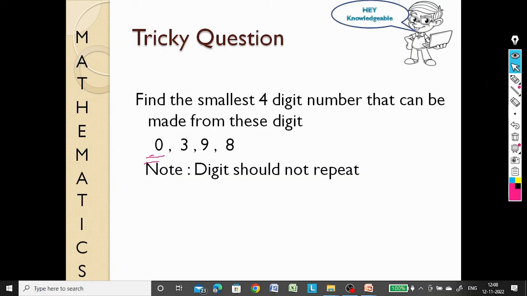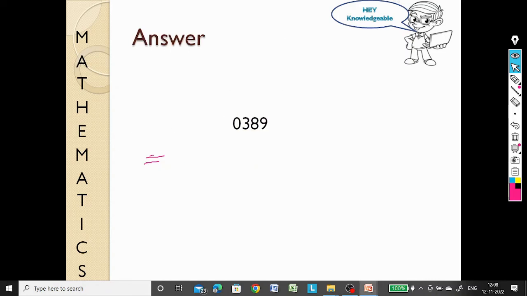Okay, let's go to the answer. So if you see the answer, if you write 0389, then the answer is incorrect because this is not a 4-digit number. It becomes a 3-digit number. So we apply the rule and try to keep the smallest number at the left, but this will not be true in all the cases where the 0 is there. Because if you keep the 0 at the leftmost, then this becomes a 3-digit number. So what should be the right answer here?